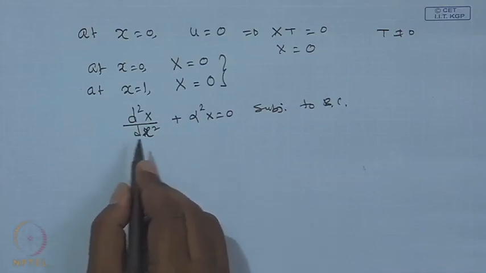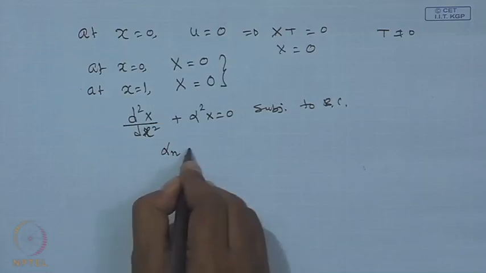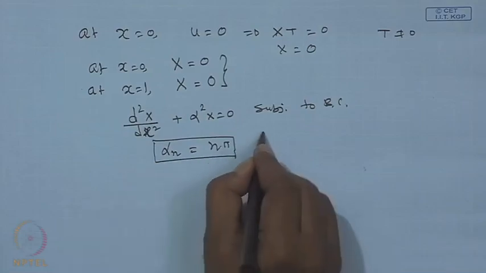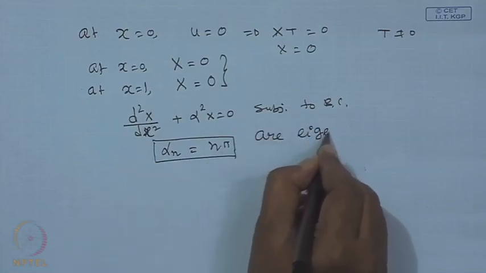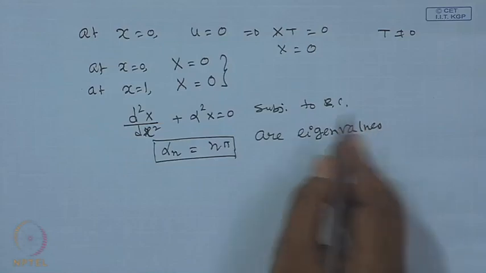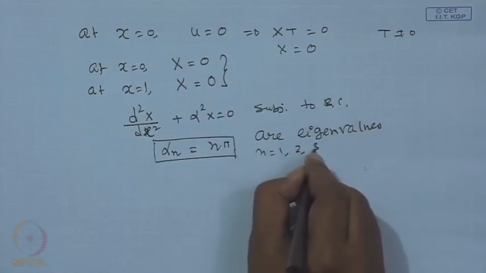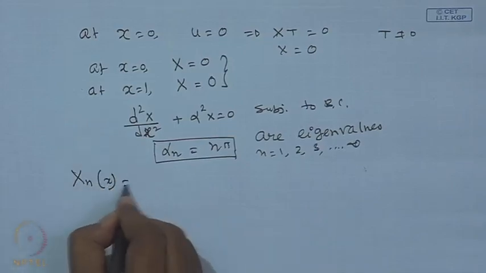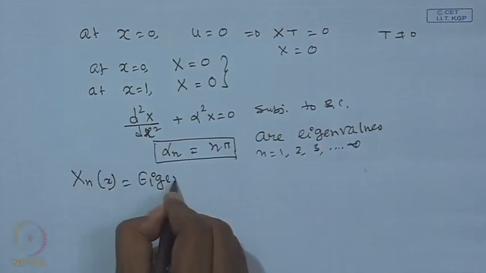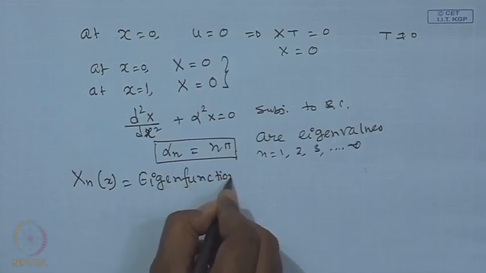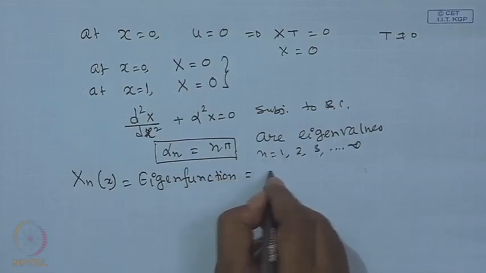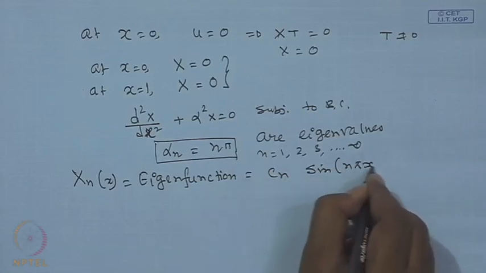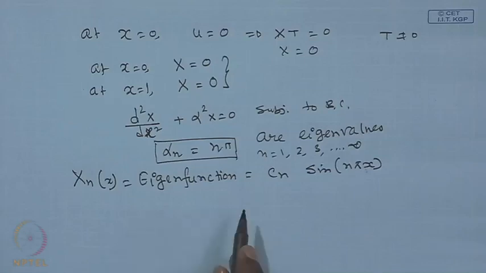So, therefore, we can write alpha n is equal to n pi are eigenvalues, where n is equal to 1, 2, 3 up to infinity, and the corresponding eigenfunctions are X n is equal to C n sin of alpha n x, or n pi x. So, these are the eigenfunctions.